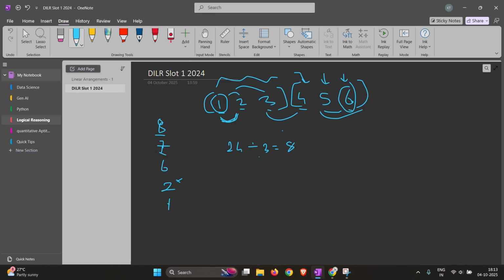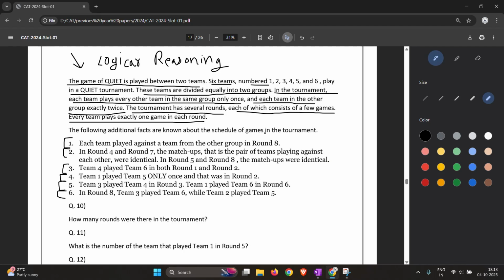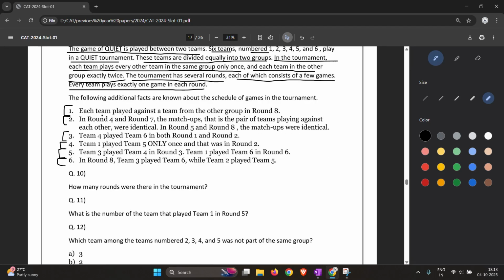You don't have to go about trying to deduce information as soon as you get it. But this is going to come in handy in the question further ahead. So we just went ahead and calculated this, but you can first read the question and then calculate only what you need. So here are the additional facts that we do know about the schedule of the tournament.